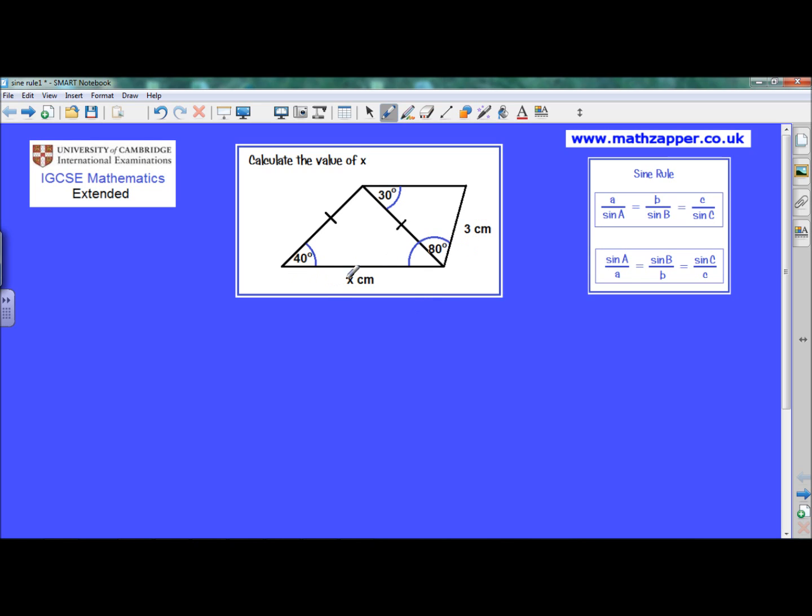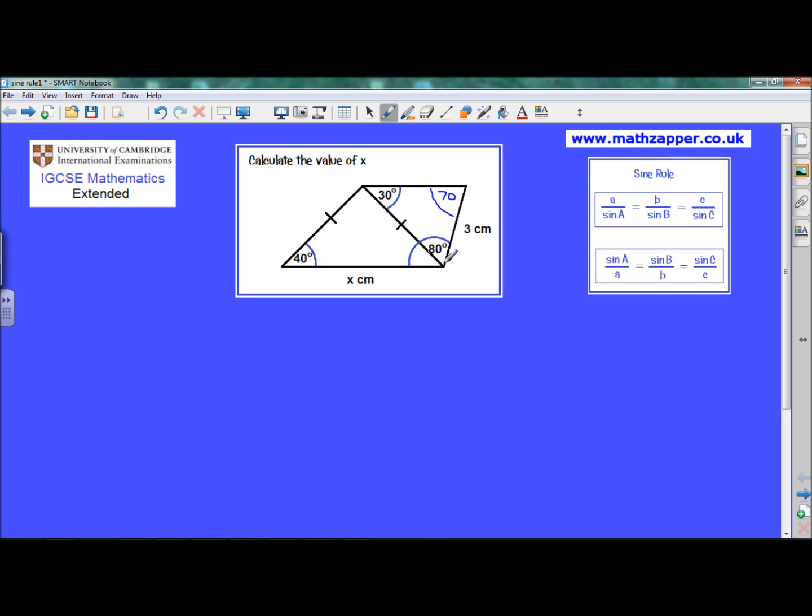First thing that we should do on a problem like this is, if we can, fill in any missing angle. The right hand side triangle has got two angles, so we can work out the third one. 30 plus 80 is 110. Take that away from 180, gives us 70 degrees.